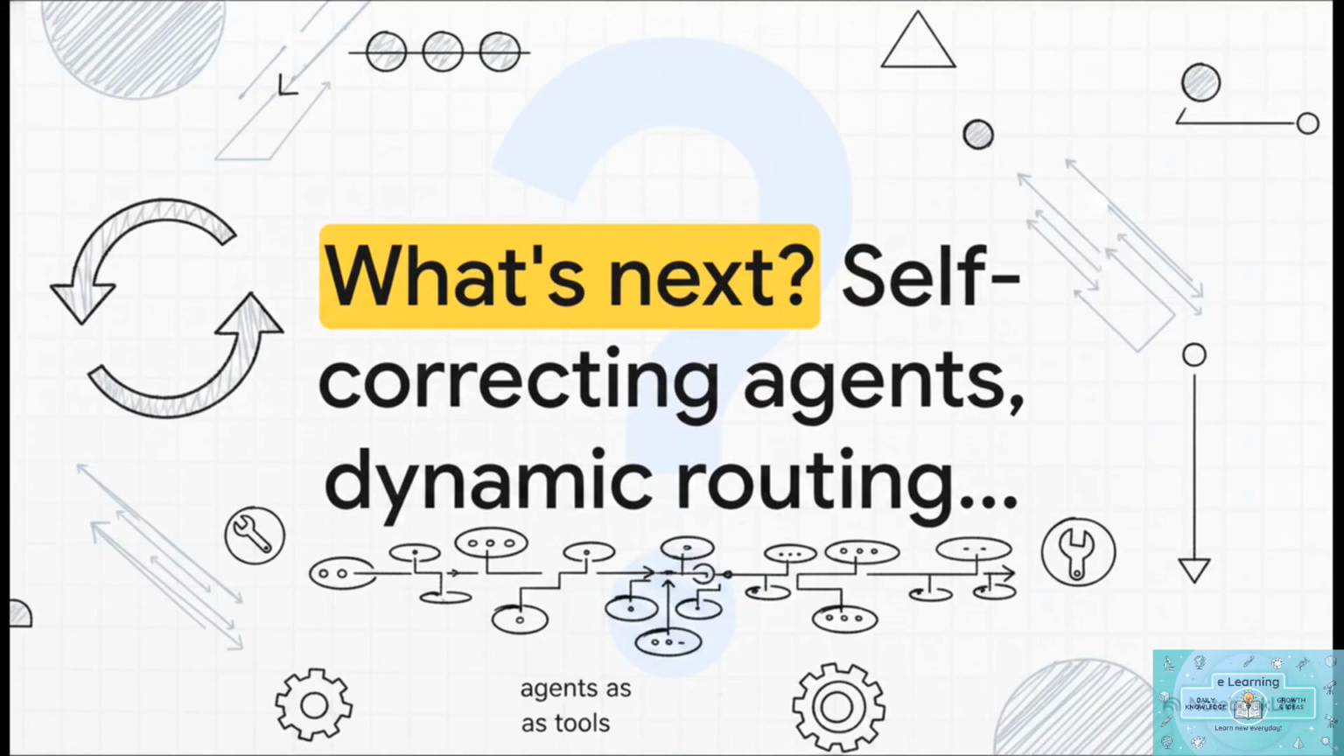Now, with just these 3 patterns, you can build some amazingly powerful and sophisticated systems. But here's the kicker. This is just the beginning. The next frontier is stuff like self-correcting agents, systems with dynamic routing that can choose their own path, and even agents that use other agents as tools. So the real question isn't just which pattern to use today, but how are we going to combine these patterns to build the truly intelligent systems of tomorrow?